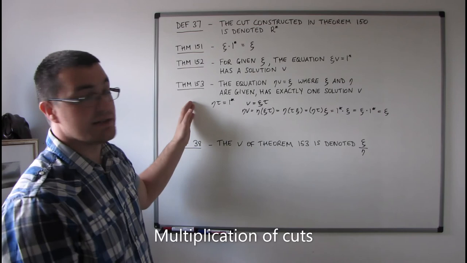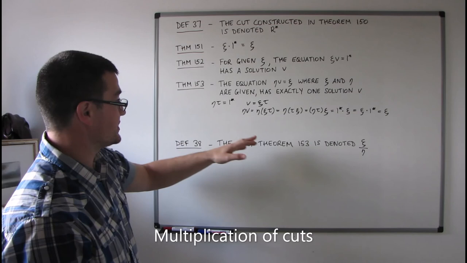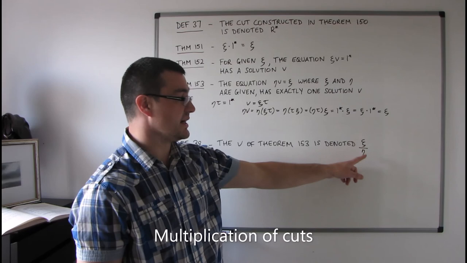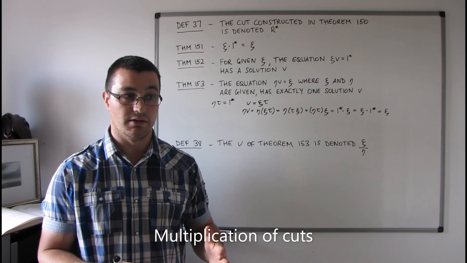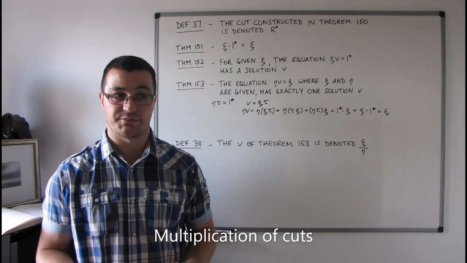And then we can finally go on to definition 38. So the nu that we've just found in theorem 153 is denoted by xi divided by eta. So the cut formed by the division of xi by eta. And that finishes everything off really for multiplication of cuts. And in fact, it finishes off the first part really of cuts, because it's a big section. In my opinion, this is possibly the most difficult section of the book to get through, just because of its fiddliness, really, dealing with all of these cuts.